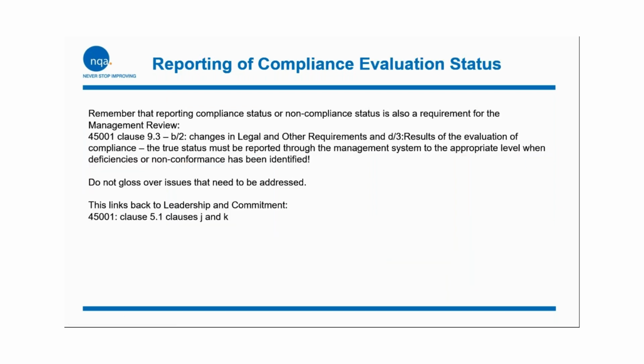So reporting of compliance evaluation status is another key element, because there's no point having all this information and then not using it appropriately. So in terms of the management standard and the ISO certification process, clause 9.3, management review, is the primary clause for senior level awareness of compliance status. And that's the sort of mechanism used within the management system standards to report on compliance status or non-compliance status, which is also very important.